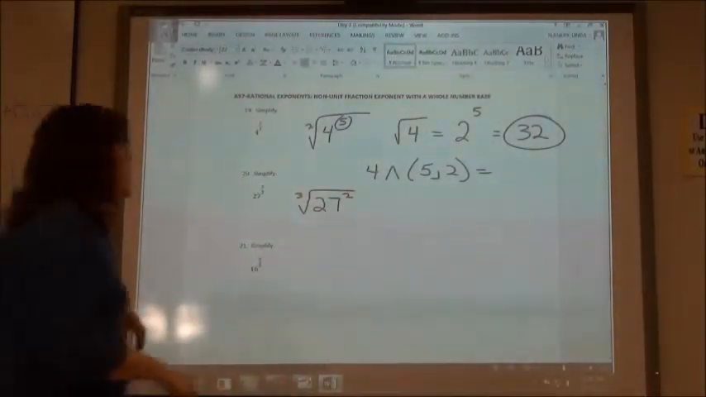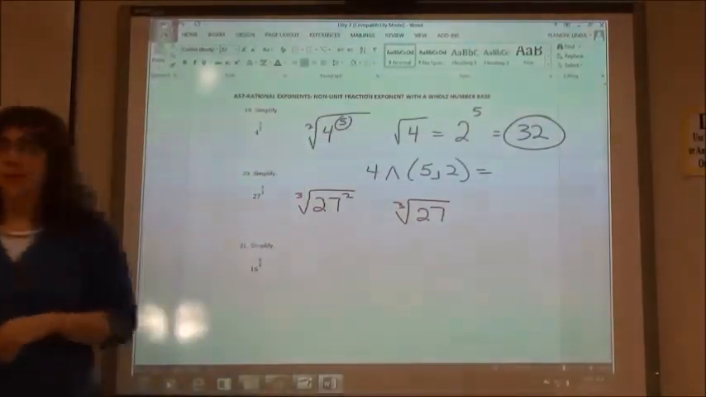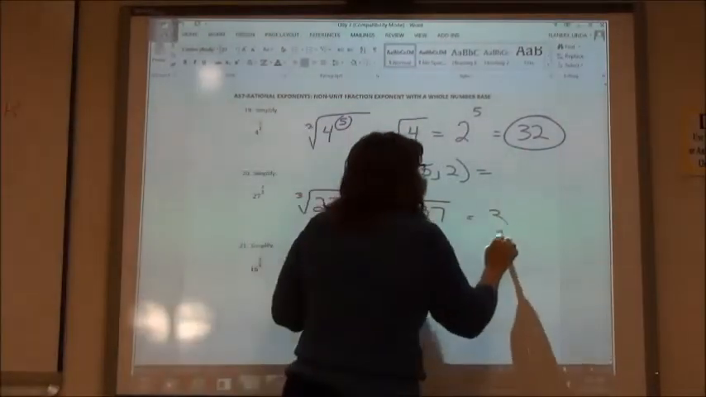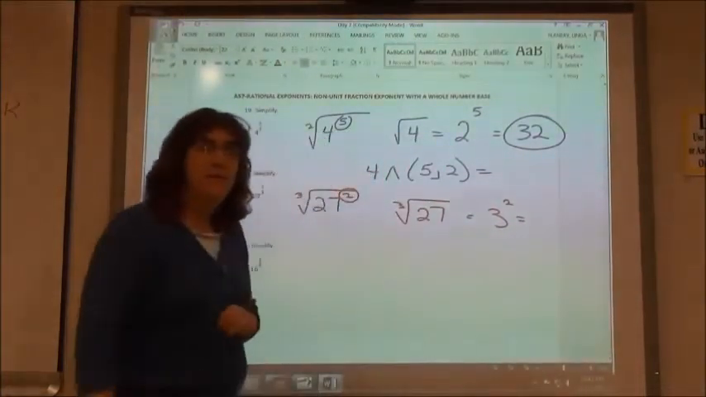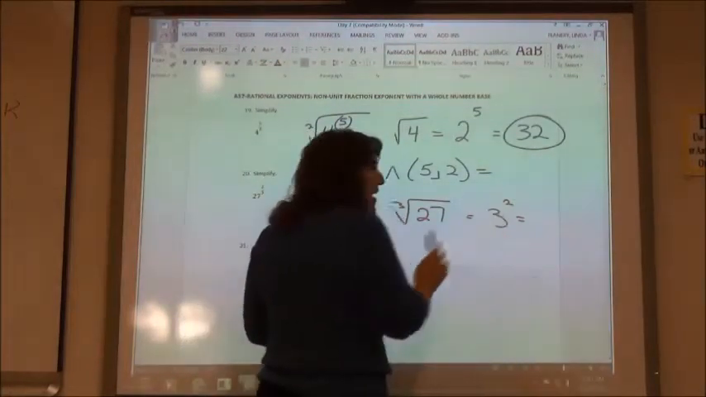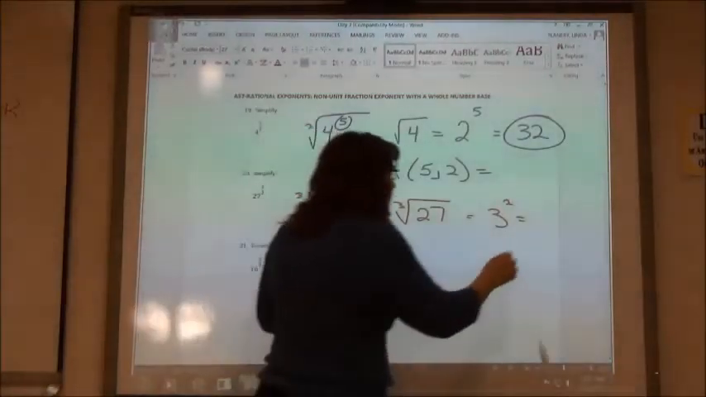We're going to start and figure out what's the cubed root of 27. The cubed root of 27 would be saying what number times the same number times the same number, 3 times, would give you 27. 3, exactly. 3 times 3 times 3 is 27. So now I'm going to take the 3 and square it. 3 squared, to the 2nd power, 3 times 3, 9.